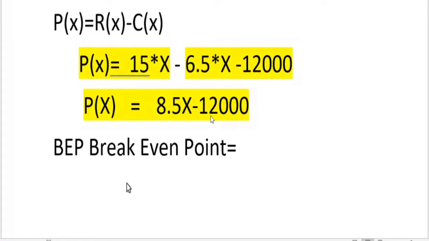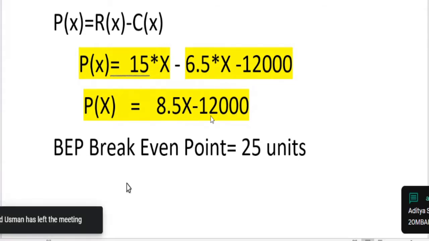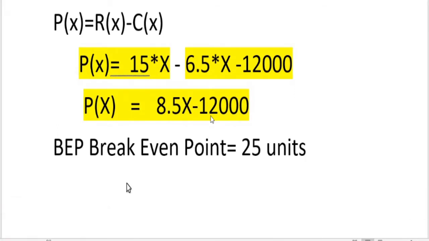So what is this break-even point, by the way? Demand equals supply, where there is no profit, no loss. So if I say my break-even point is 25 units, that means up to 25 units I will not get any profit or any loss. Now that is a point for us: whether we have to go beyond 25 or go below 25. So the break-even point is a very important point of decision making, because this is the point where there is no profit and no loss.